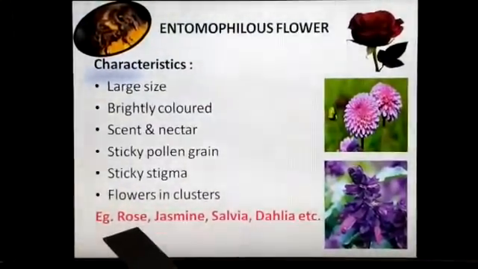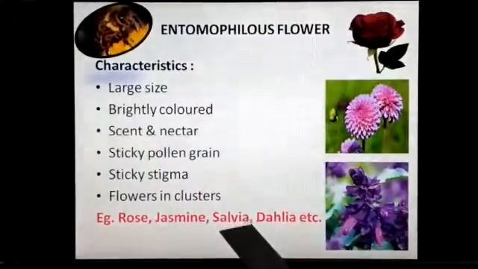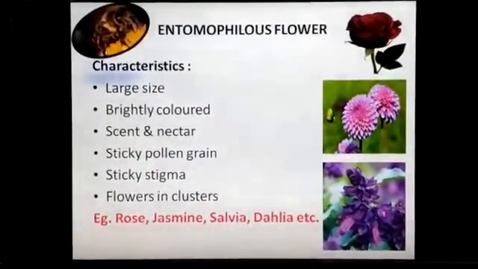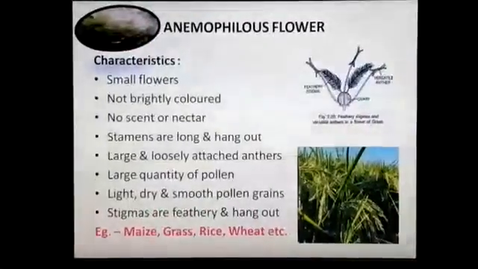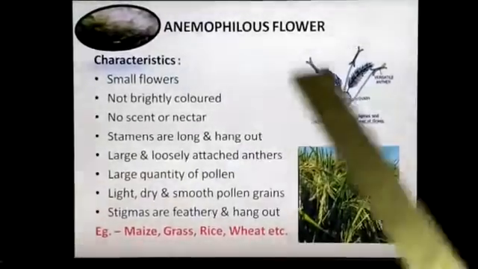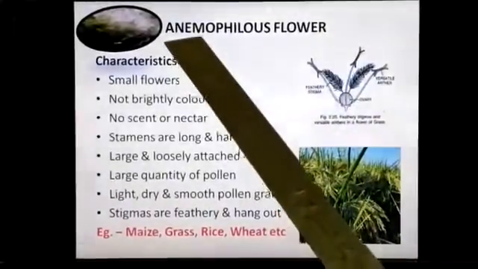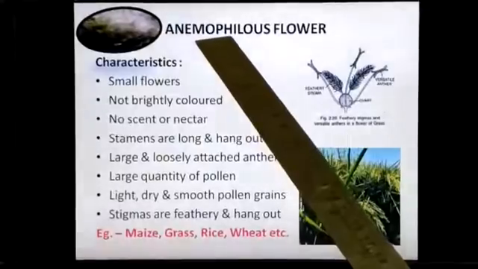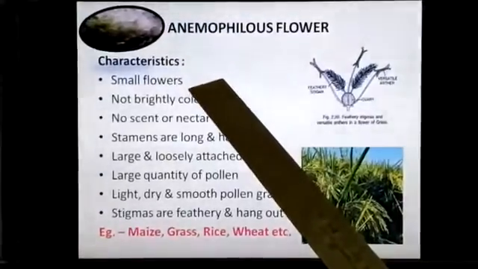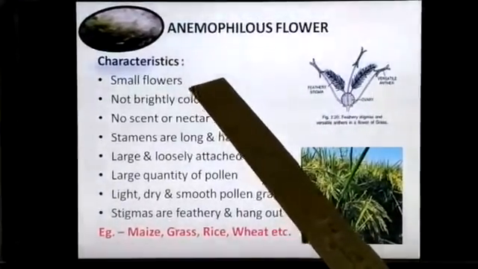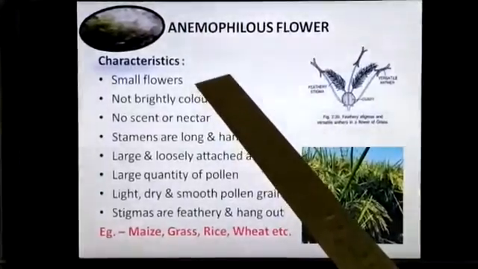Entomophilous flowers are rose, jasmine, salvia, dahlia, etc. Anemophilous flowers are flowers in which the agent of pollination is wind. Such flowers are small in size so that they can be easily shaken by the wind.